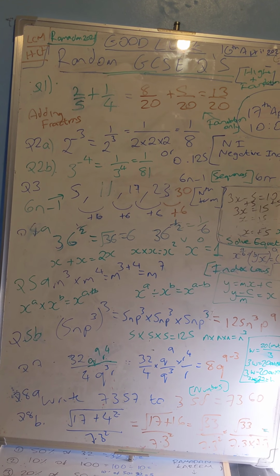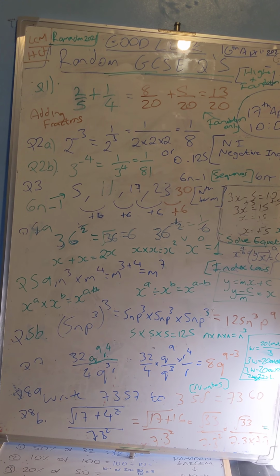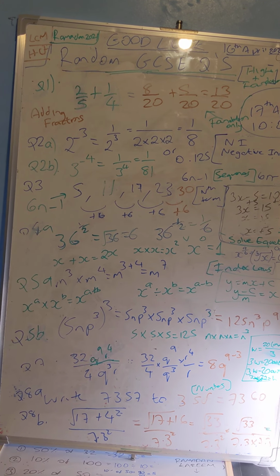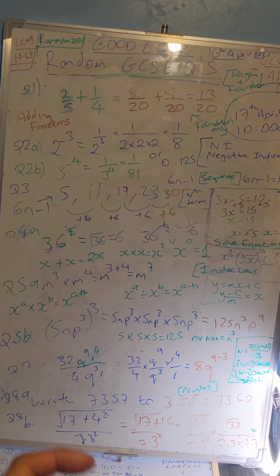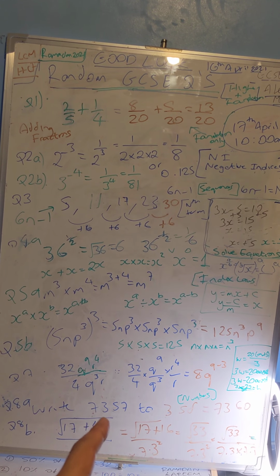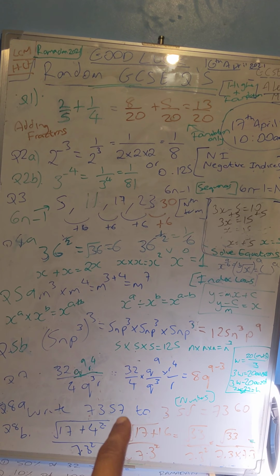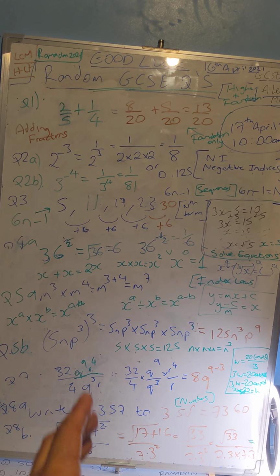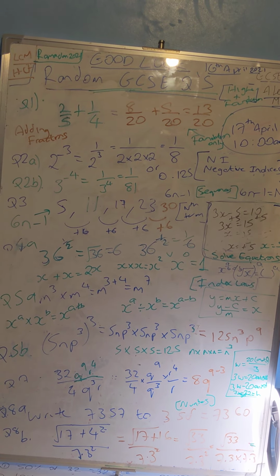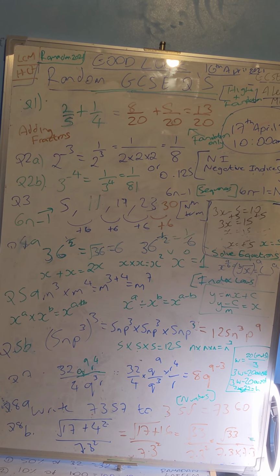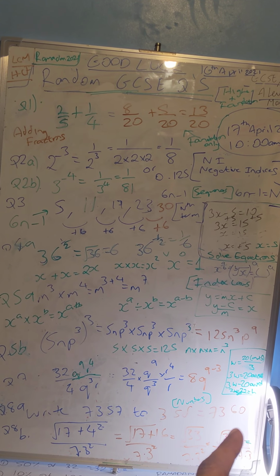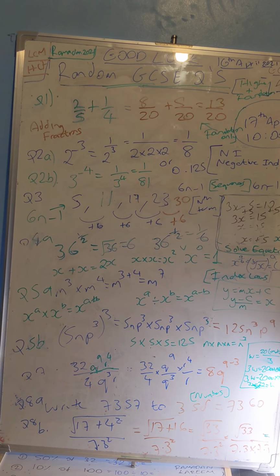So question 8a. Write 7357 to 3 significant figures. So again, 7 is my first one, second and third. Look at my fourth digit, so that's a 7, so I'm going to round up. So it's going to be 7,360 to 3 sig figs. Okay, my answer for that one.